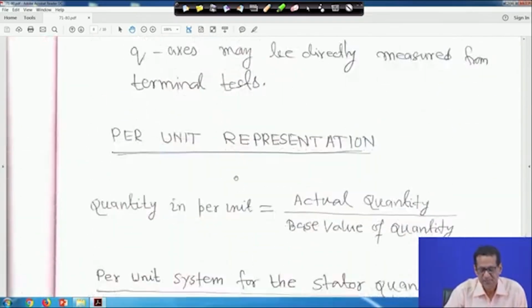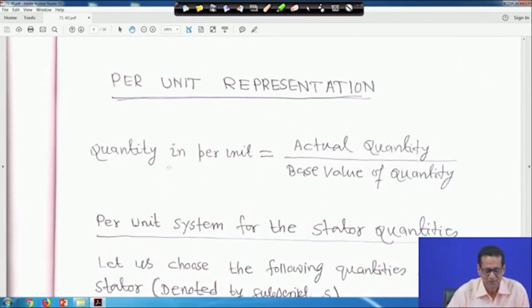Next is the per unit representation. In power system analysis, you have already studied the per unit representation, right? But here for synchronous machine, although we will follow the same thing, the per unit representation will be slightly different, right? And wholeheartedly we will try to understand this. Certain things I will tell you, certain small derivations I leave up to you to save some time, but just see how things are, the per unit representation.